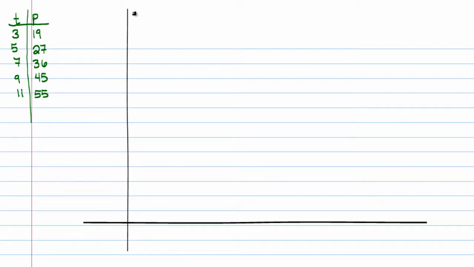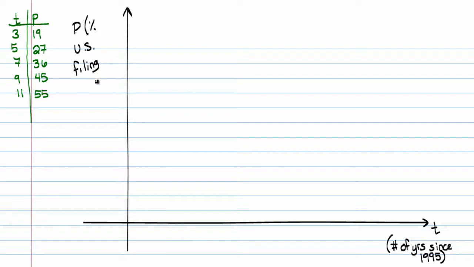All I've done is move the table over to a new window, and I'm just creating a set of axes here. I know my input values are T's, and that stands for number of years since 1995. And I know my output values, which are P, is percent US filing electronically. Maybe that's just an easy way to say it. All right. So now that we have that information there, we can go ahead and plot some data points. Now, because I'm plotting this freehand, it's not going to be the best in the world. One thing you have to notice is that our input variables, our T variables, the ones that go along the horizontal axis here, go from 3 all the way up to 11.